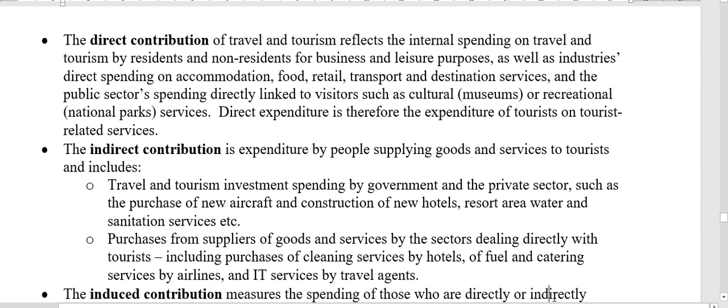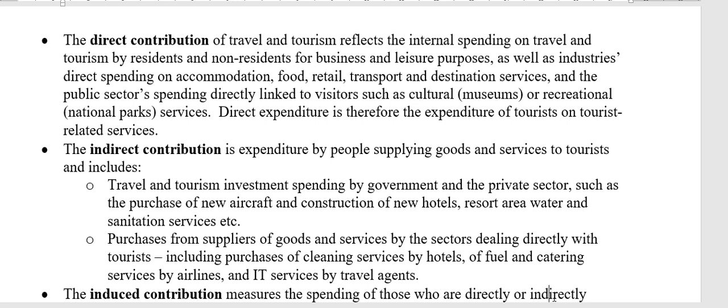Your direct contribution of travel and tourism is the spending on travel and tourism by residents and non-residents. Remember, we have domestic tourists as well as international tourists. So anybody that is traveling and qualifies as a tourist needs to stay at least one night, and a maximum of 160 kilometers away from their normal environment. They are spending money there on participating in activities, etc.